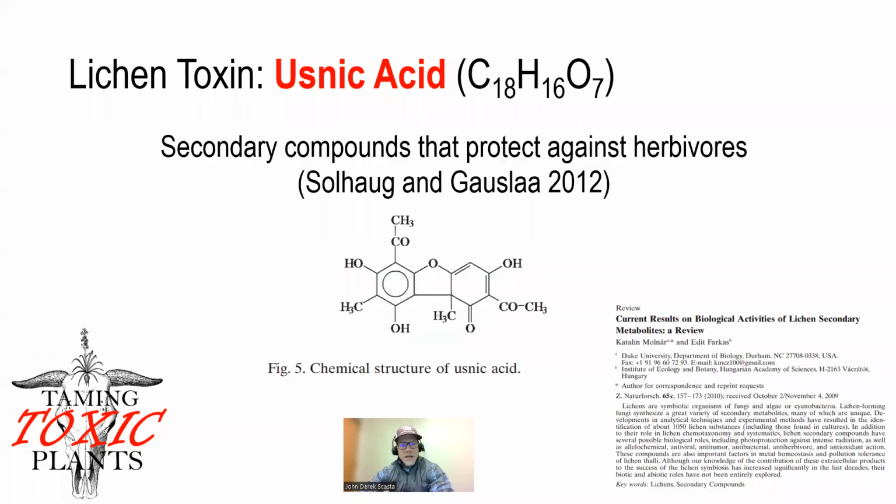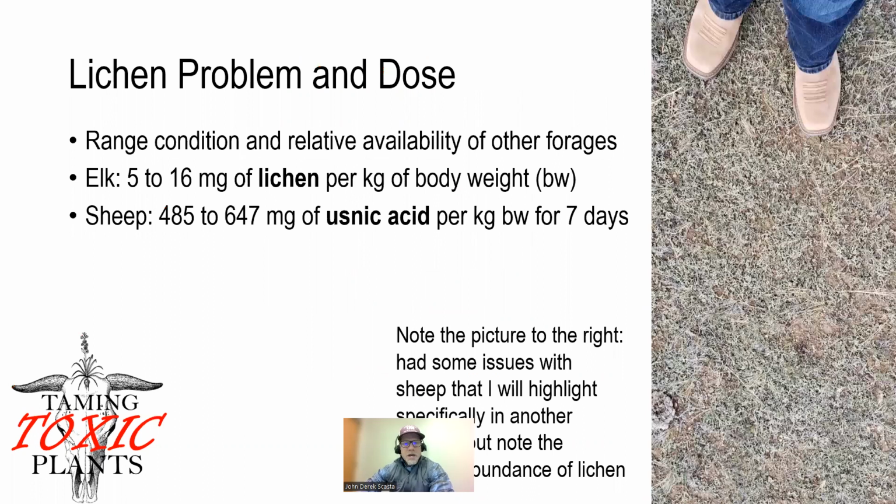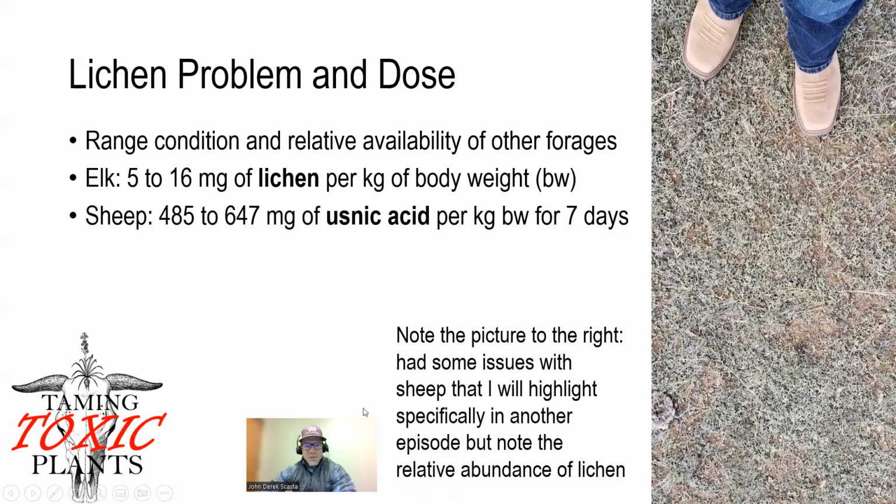Now, the toxin in lichens that has been implicated is called usnic acid. Usnic acid is a known secondary compound that protects the lichen against herbivores, and so it's pretty clear that it has that function. Now, in terms of the lichen problem, this is really a range condition problem in the relative availability with other forages. So you can see this picture on the right. Here we had some issues with sheep that I will try to highlight in another episode, but I just want to note the relative abundance of lichen. It is by far the most abundant living material on the ground.